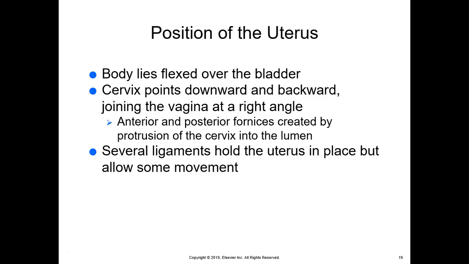So the body of the uterus lies flexed over the bladder. And so a lot of women, when they get pregnant, can't hold as much urine. That's because the baby, as it gets bigger and the uterus gets bigger, it presses against the bladder. And some women have incontinence because of that as well. The cervix points downward and backward, so it joins the vagina at a right angle. And several ligaments hold the uterus in place, but allow some movement.